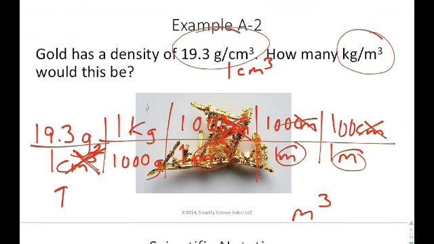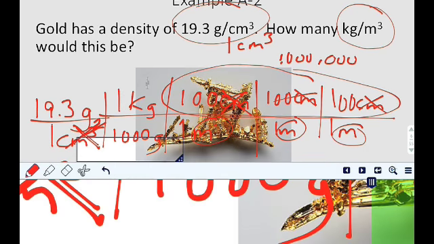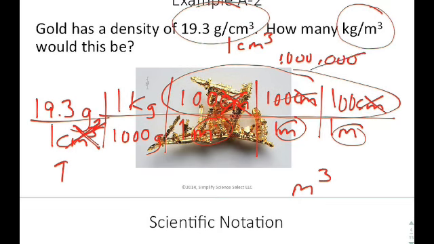So if you look, when we go from grams per centimeter cubed to kilograms per meter cubed, it's going to be 19.3 times 100 times 100 times 100, which is a million. So it's a million divided by 1,000. Whenever you divide by 1,000, these three zeros cross out, and so you're basically multiplying by 1,000. So you end up with 19,300 kilograms per meter cubed.